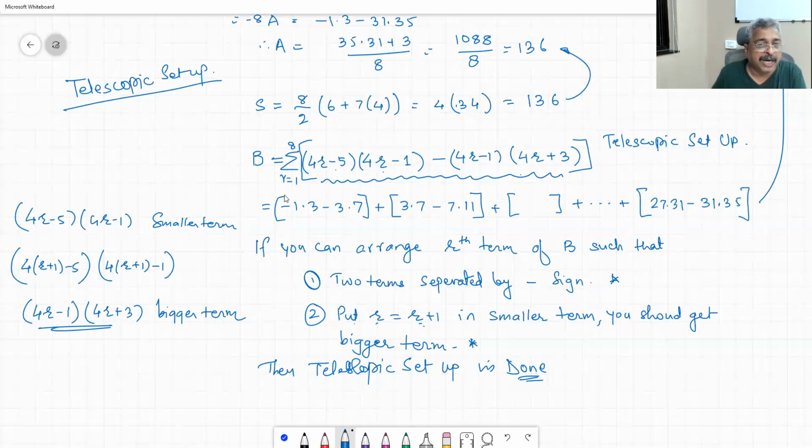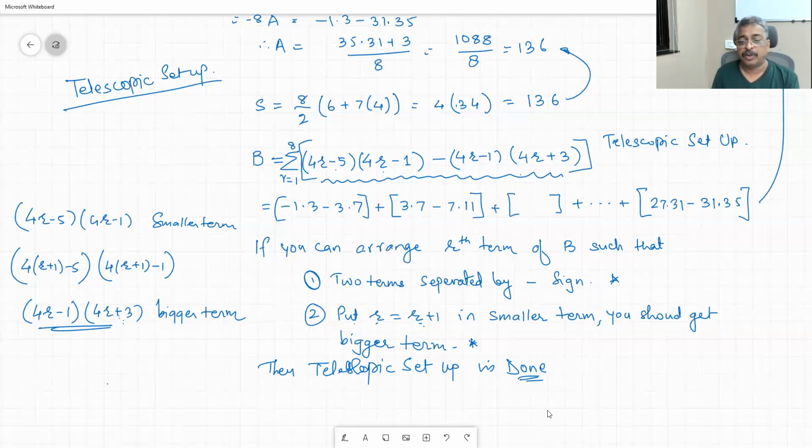Because if you put r is equal to r in the smaller term, we will get this term and this term. But if we put r is equal to r plus 1 in the term, we get this term with negative sign and the next term. Therefore, when r is equal to r, you get this term with negative sign. When r is equal to r plus 1, you get the same term with positive sign, and therefore they collapse. So this is what a telescopic sum is.